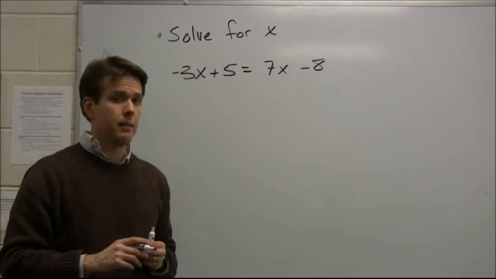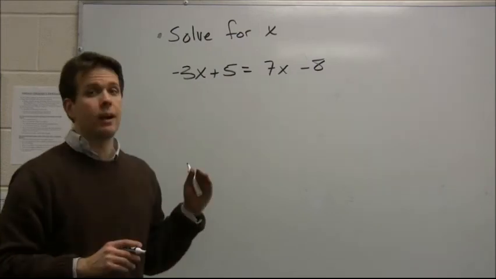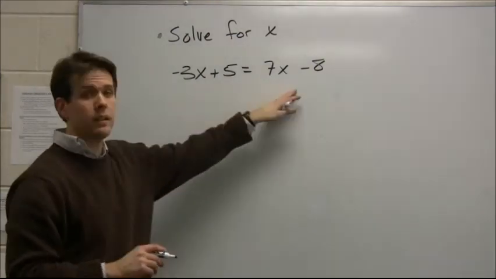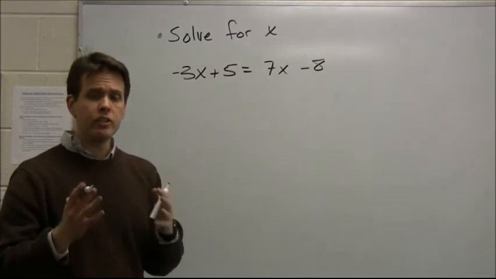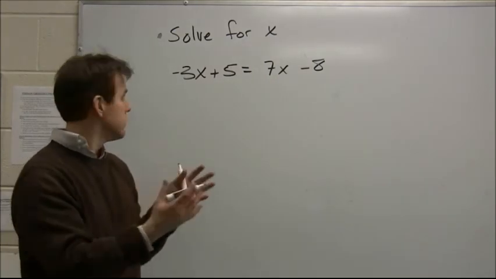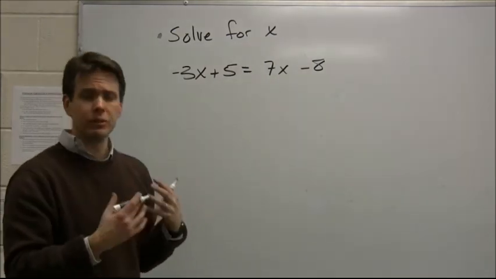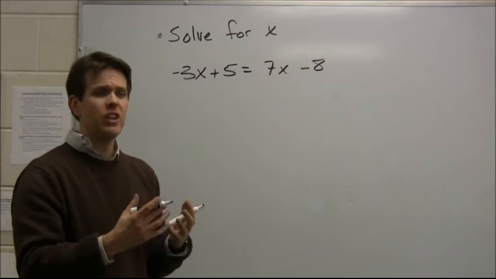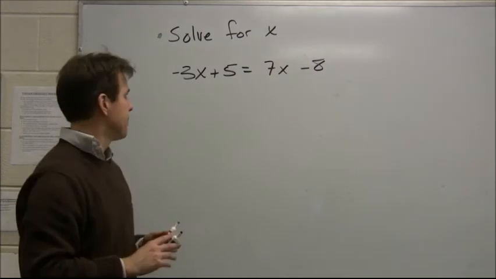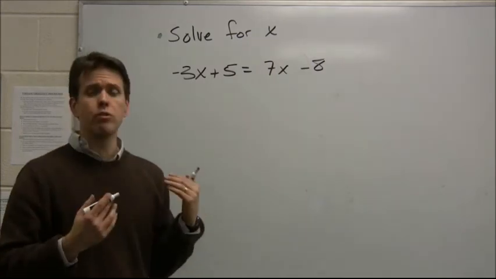7x minus 8. We've kicked it up a notch here, right? Now we have an x on both sides of the equation. So our strategy here is to get all the like terms, the terms of the same variable, the same exponent, to the same side. And we can do this in one step or in two separate steps.